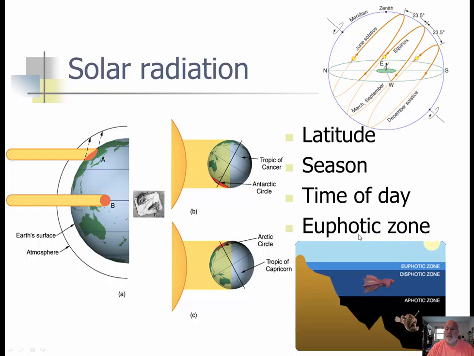And if you're in the euphotic zone, that is where lots of light is penetrating. Then you have the dysphotic and you have the aphotic, where there's no light. This is the kind of hazy, shadowy zone, and it gets less and less sunlight as you go down until it's all gone.